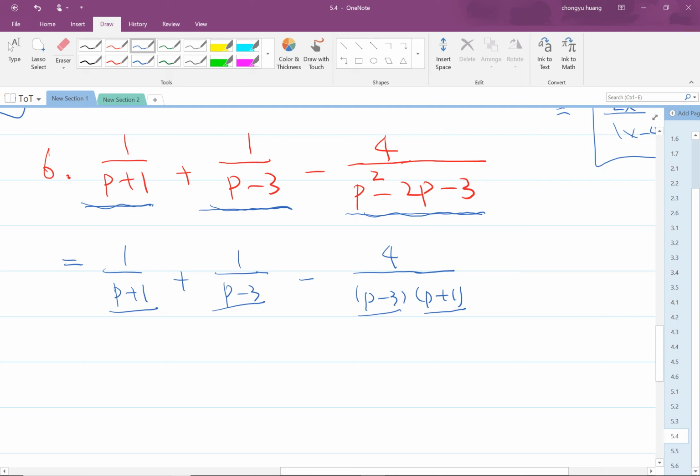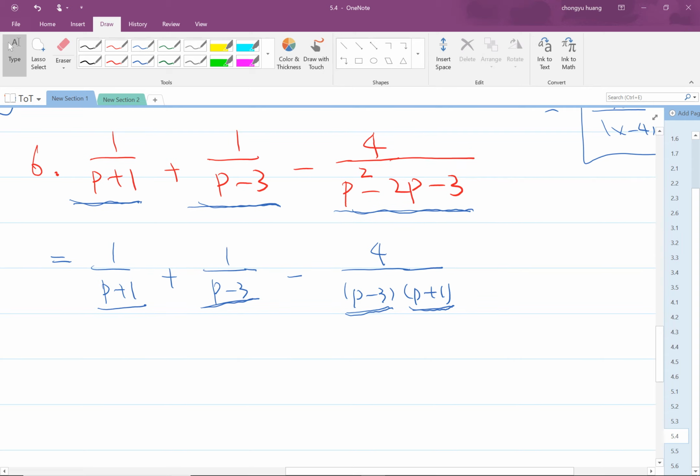So p plus 1 is actually a part of the final term, the third term, right? And then p minus 3 is also a part of the last term, right? Which means that the LCD over here is simply p minus 3 and p plus 1. Okay, so now the LCD is as simple as this term.